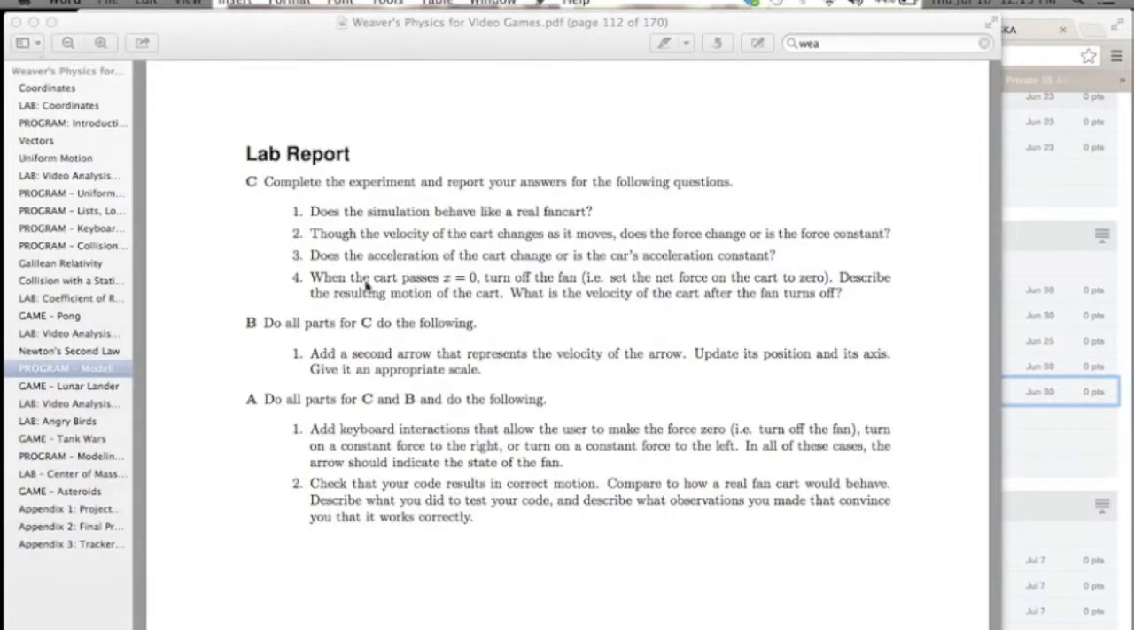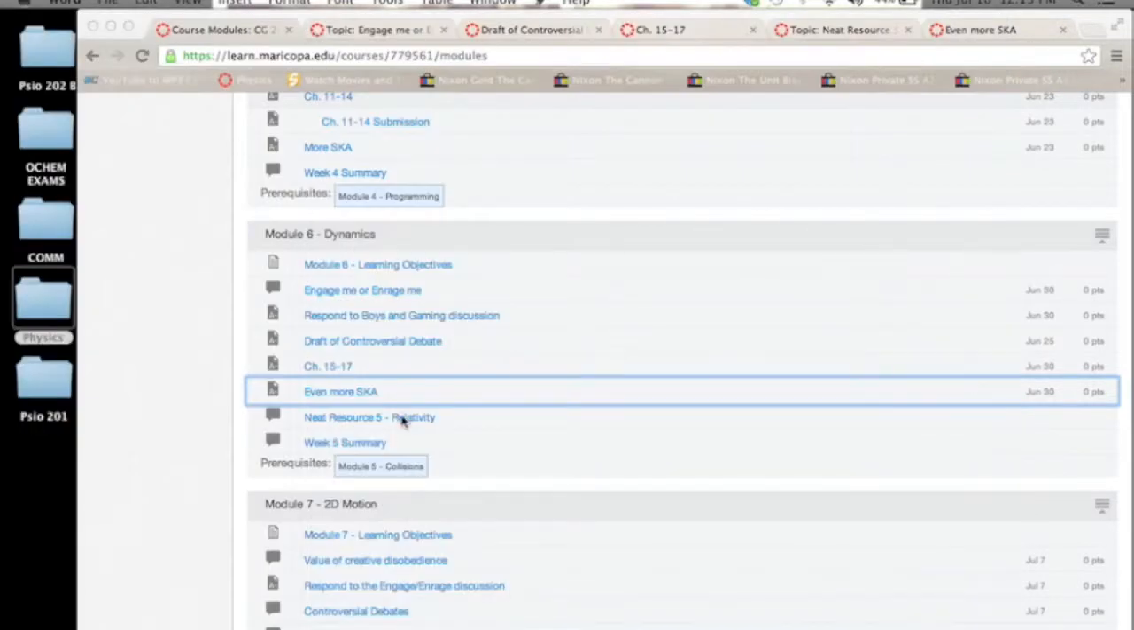All right, and then we had to finish off with even more SKA. We had some spiral kinematics. This was more of calculations, and also using the motion diagrams.